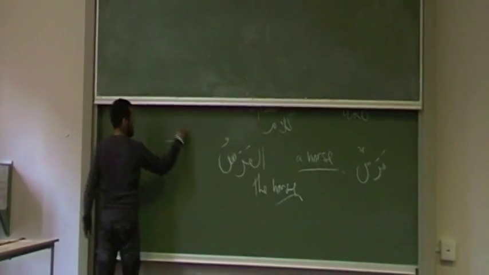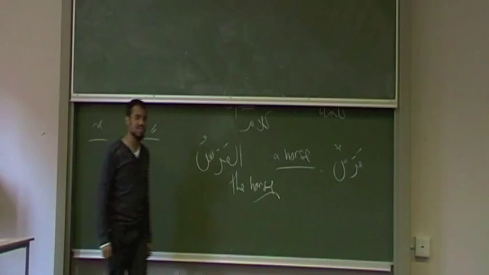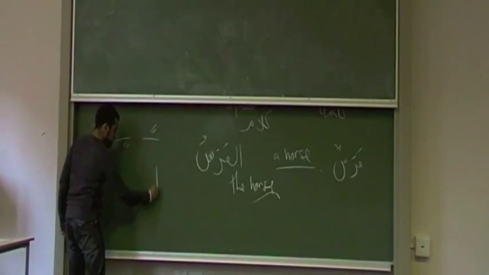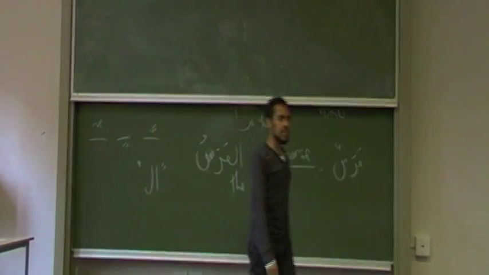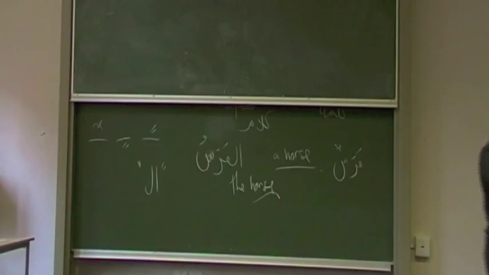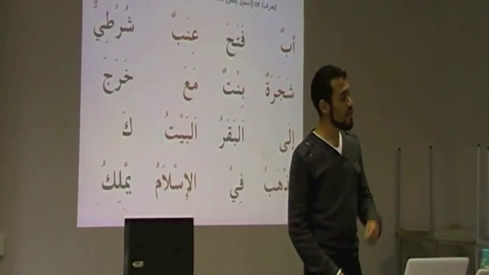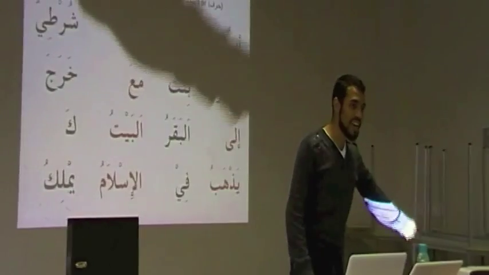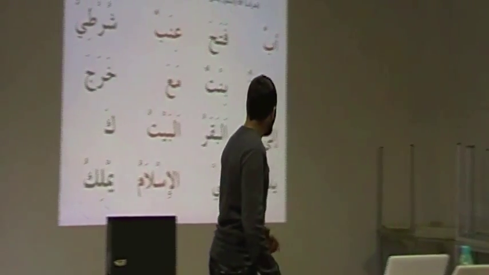Nouns either have tanween or they have al. I'm not talking about definite or indefinite, I'm just talking about nouns in general. They usually have al at the beginning or tanween at the end. One of the two. They can't have both. So those are nouns generally.